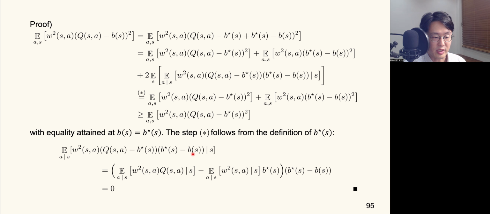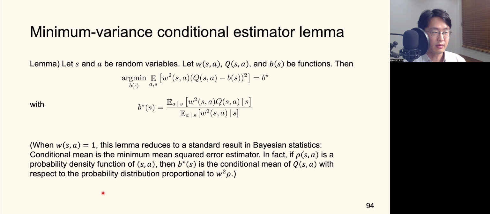So this B star minus B comes out. This B star comes out. So for this term, we have W squared. And then here we have W squared times Q, the conditional expectation of that. Now, if you go back and remember what B star is defined as, you subtract this out and this becomes 0, right? B star was defined such that this term becomes 0. So we have 0 times whatever, and that's equal to 0. Okay, so that proves this minimum variance conditional estimator lemma.